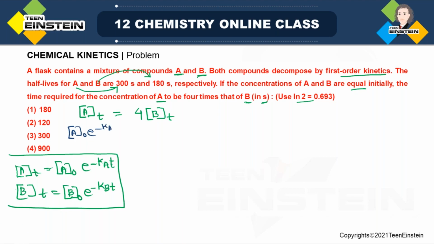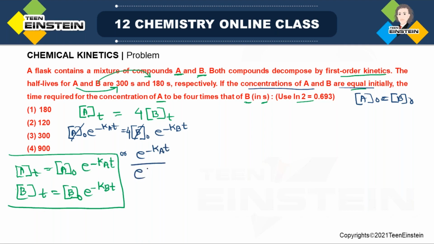A0 e to the power minus Kat over B0 e to the power minus Kbt. Now it is also mentioned the concentrations of A and B are equal initially. So it means A0 equal to B0. So we can cancel these two terms, right? Next, e to the power minus Kat, another exponential term, will go to the denominator, and this is equal to 4.